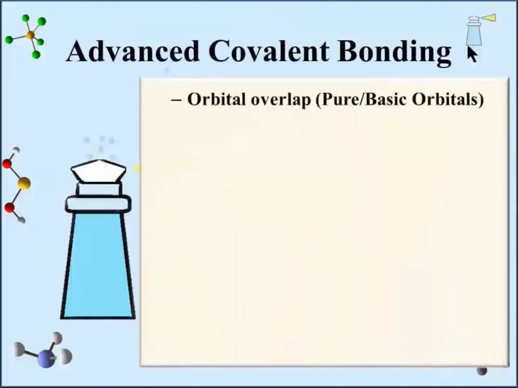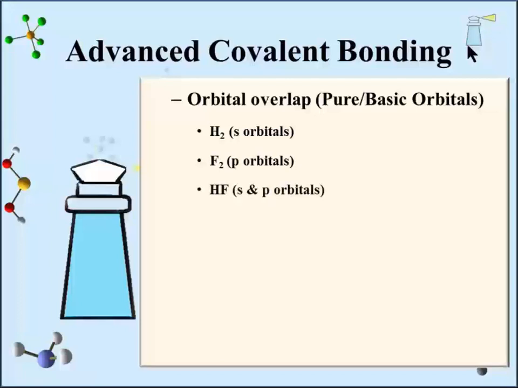Our lecture on advanced covalent bonding begins with a deeper look at what we called orbital overlap in the covalent bonding lecture. The first form of overlap that we will look at involves s orbitals, and we will use the molecule H2. For p orbital overlap, we will look at the molecule F2, and for overlap involving s and p orbitals, we will use HF. A slightly different type of orbital overlap is found with double and triple bonds.